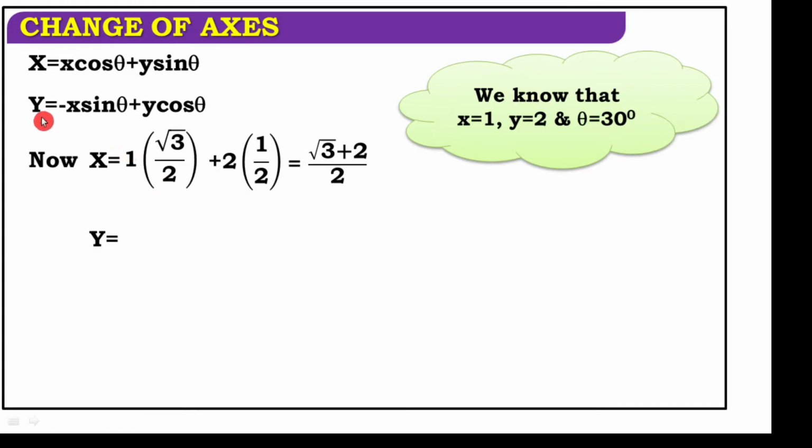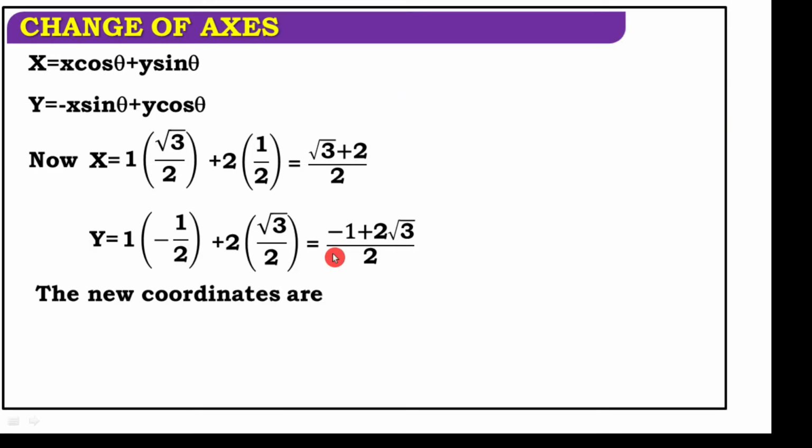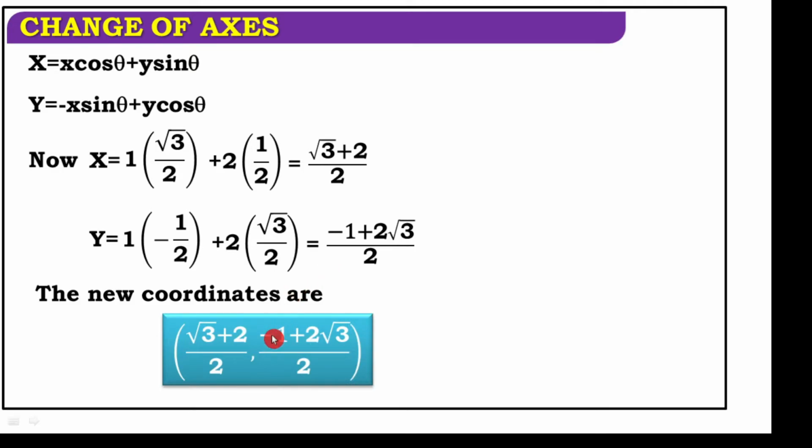Similarly, Y equals minus x sin theta plus y cos theta. Minus x is minus 1, and sin 30 is 1 by 2, so we get minus 1 by 2, plus y is 2, and cos 30 is root 3 by 2. So Y is minus 1 plus 2 root 3 by 2. These are the values of X and Y. The new coordinates are (root 3 plus 2 by 2, minus 1 plus 2 root 3 by 2).